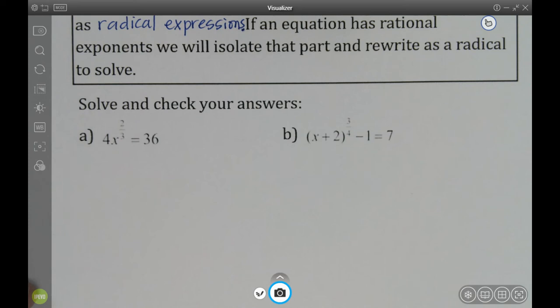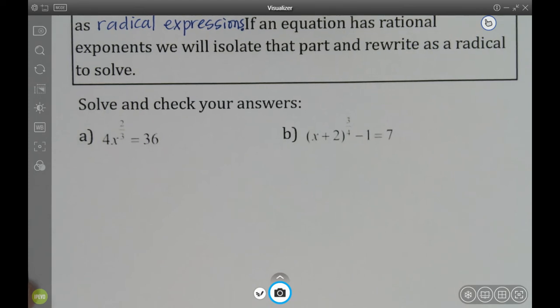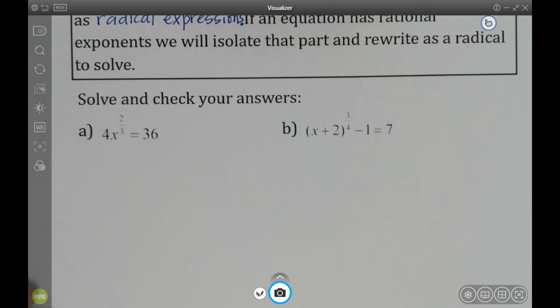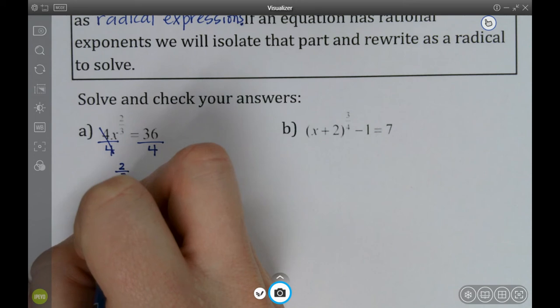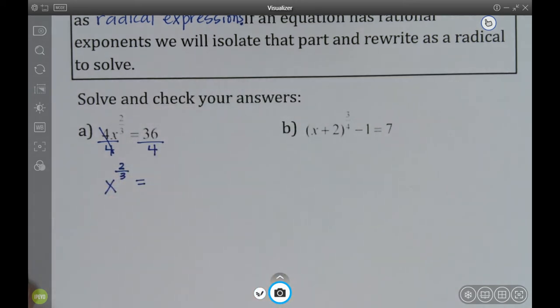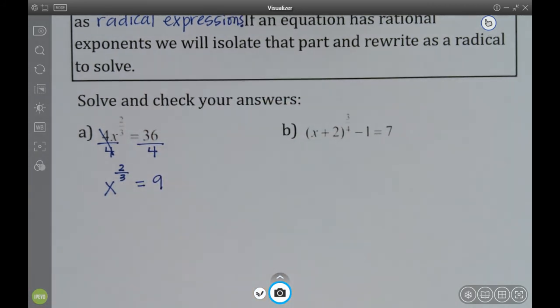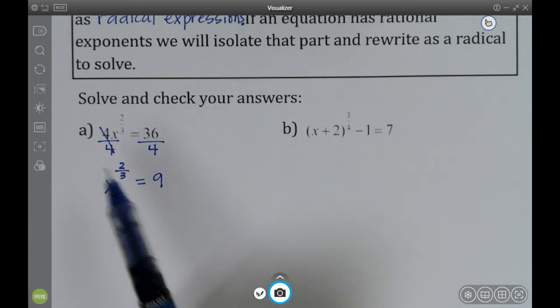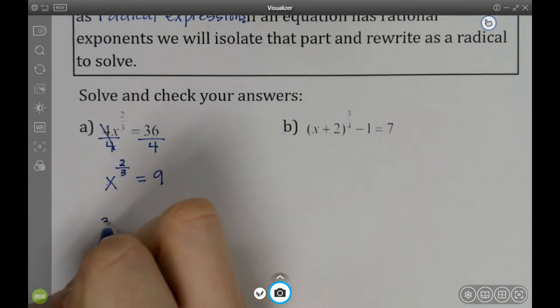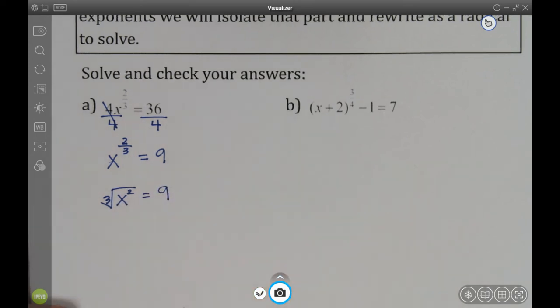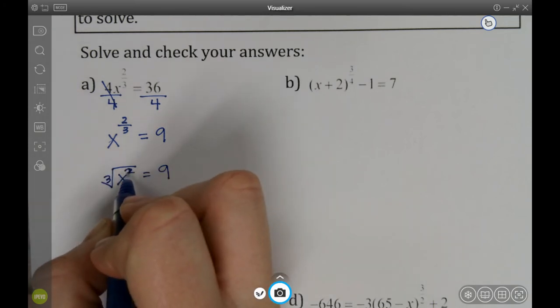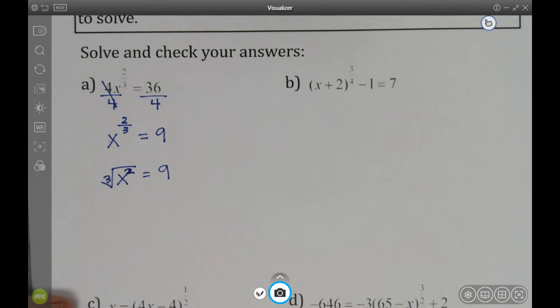Right here. Okay, so on part A here, I need to get my variable by itself so that I can deal with that fraction exponent. So how do I get rid of that 4? Divide both sides by 4. X to the 2/3 equals, what is 36 divided by 4? 9. Okay, we just did this up there, so I'm going to rewrite this as the cubed root of x squared.